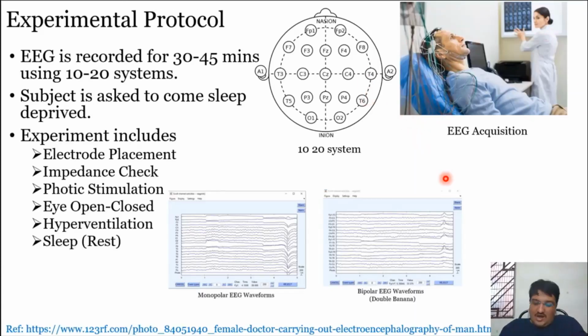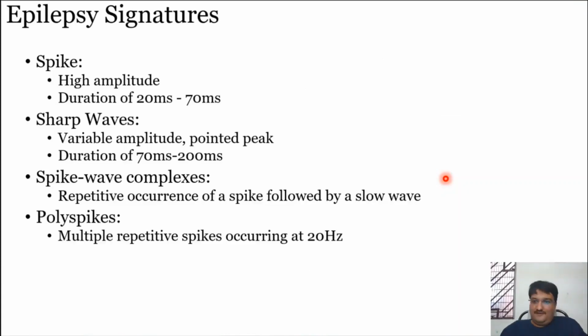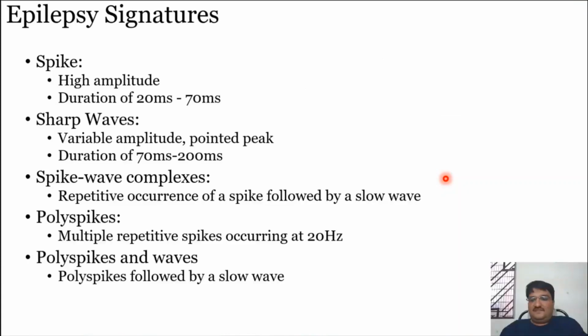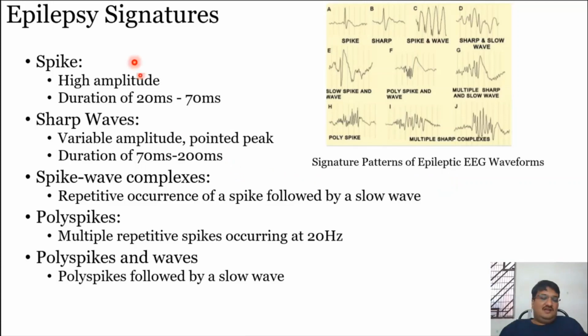Further, I will tell you how we can extract information, or looking at EEG, how you can say that this person has a problem and this person does not, how to see the abnormality, and how to quantify it. So this is basically a signature to conclude whether a particular person is epileptic or not.